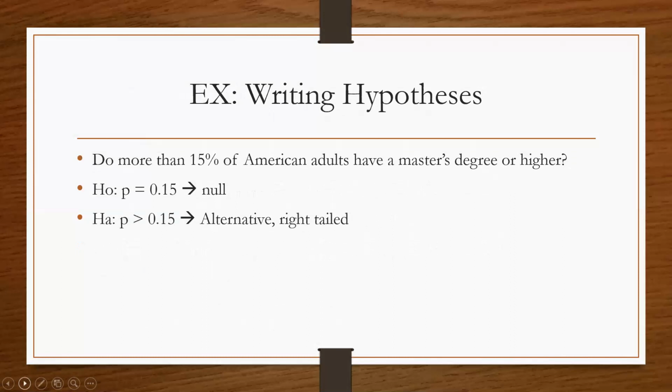All right, so when you're writing a hypothesis, you're basically going to get the question. It's going to be, all right, so do more than 15% of American adults have a master's degree or higher? So the null is saying that it's exactly 0.15, and it's just that. The alternative is saying, is it more than that? So it's just simply, is it higher than 0.15? And it's going to be right-tailed because it's got the greater than sign.